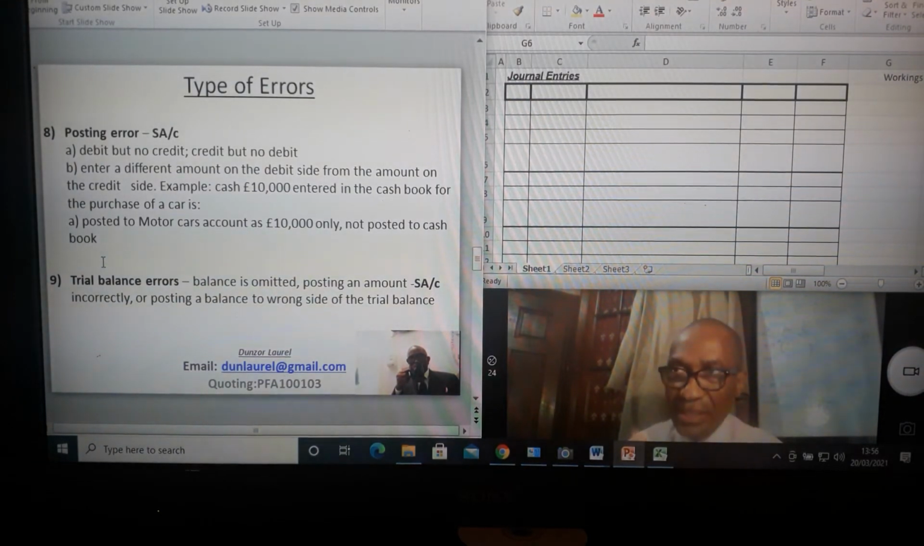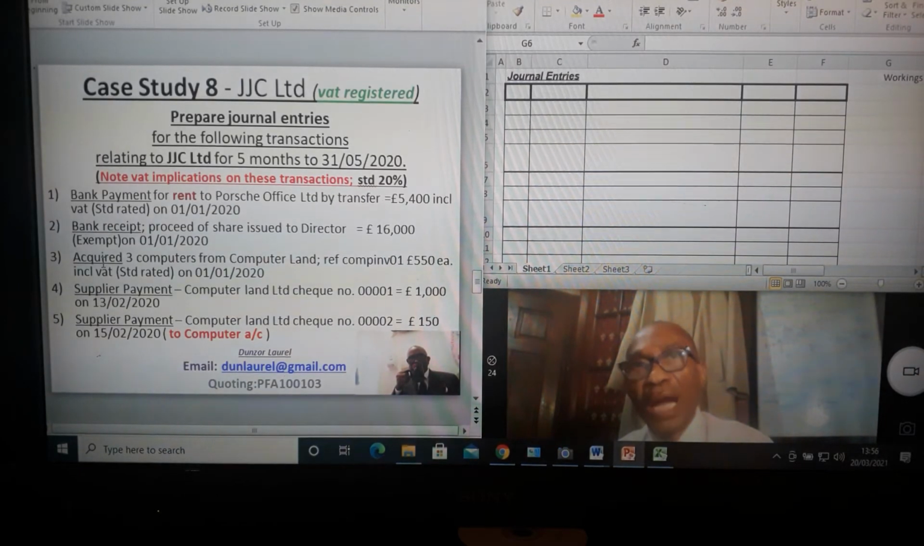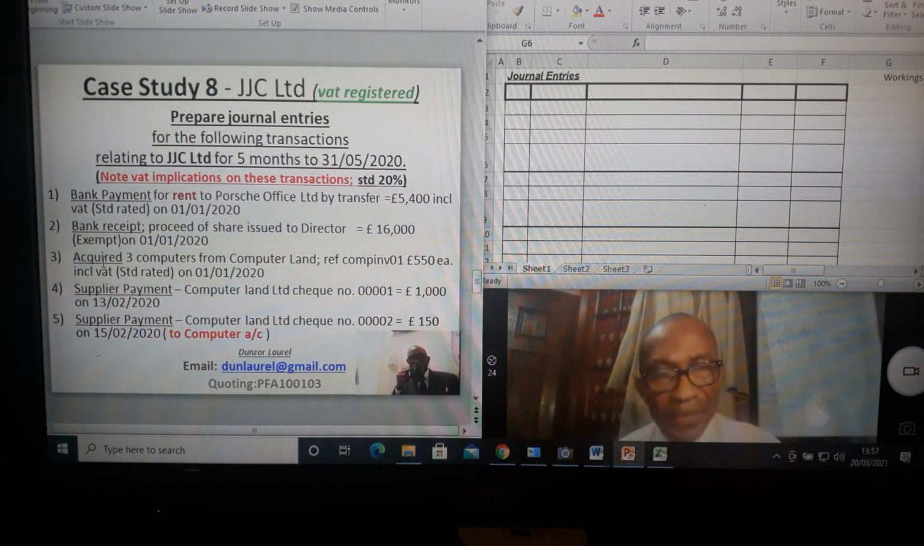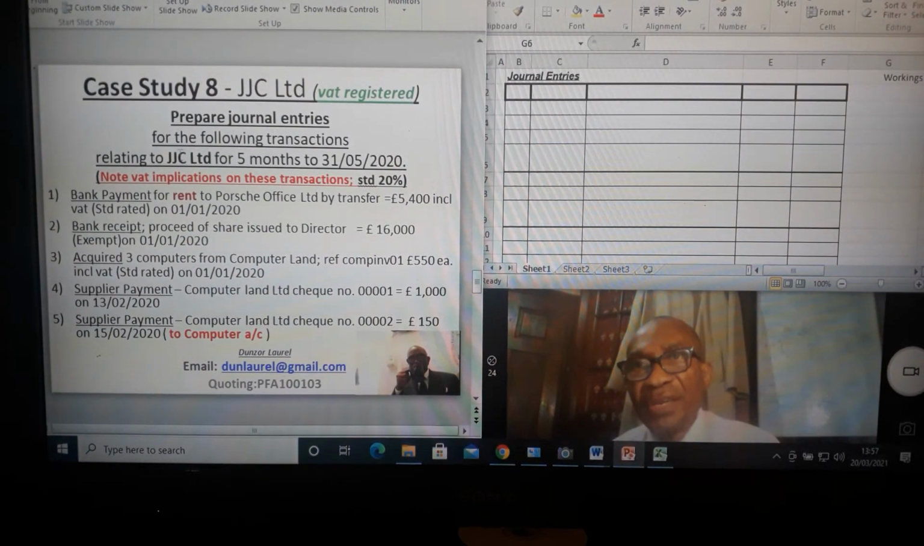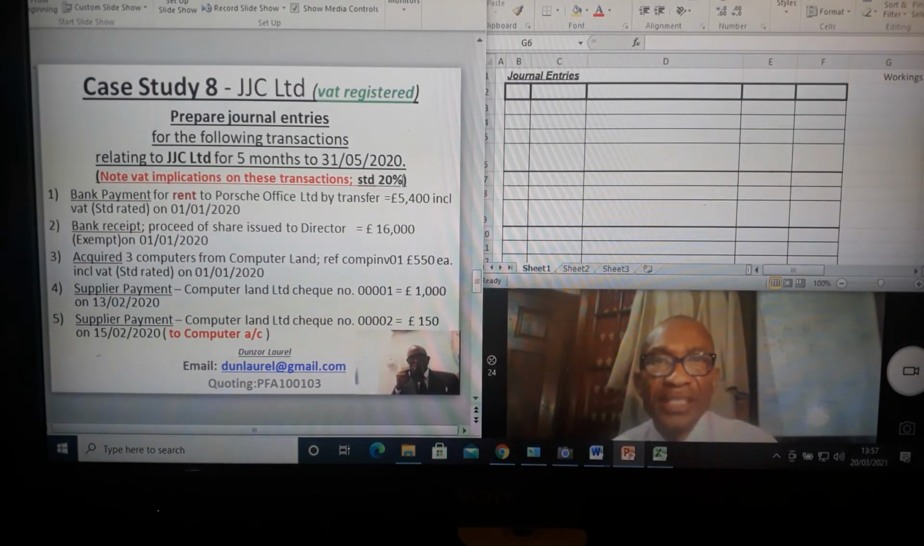If it's not there, that is the error. Okay. Right. Case study 8, JJC Limited, a VAT registered company. It's an example to portray this tutorial. We are here to prepare the journal entry for the following transactions relating to JJC Limited for 5 months to 31st May 2020. Note the VAT implications, and the standard VAT rate is 20%.